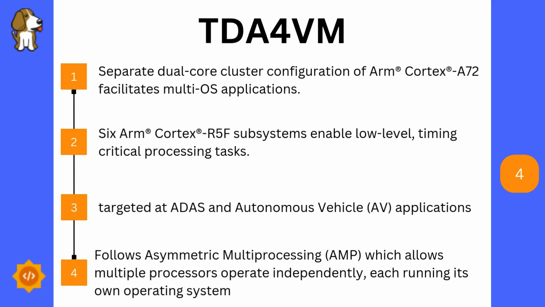AMP involves a system where multiple processors operate independently, with each processor assigned specific tasks or a set of tasks. One processor, usually designated as a master, controls the system and assigns tasks for the other processors. In this case, we'll be having Linux running on the dual-core ARM Cortex-A72 and Zephyr running on the ARM Cortex-R5F.